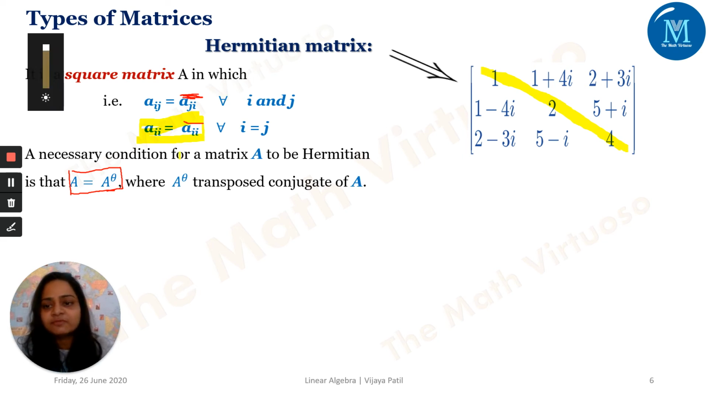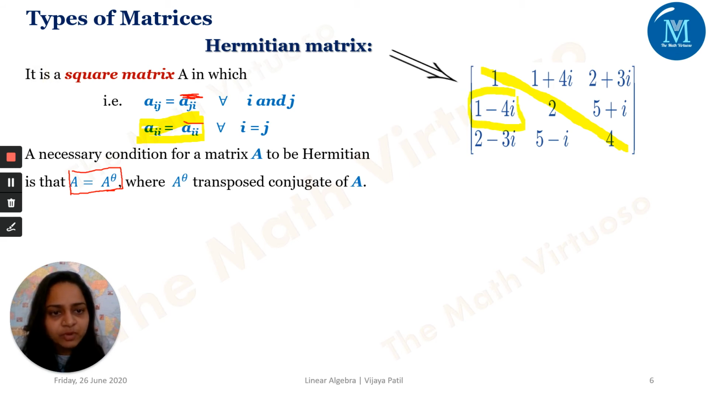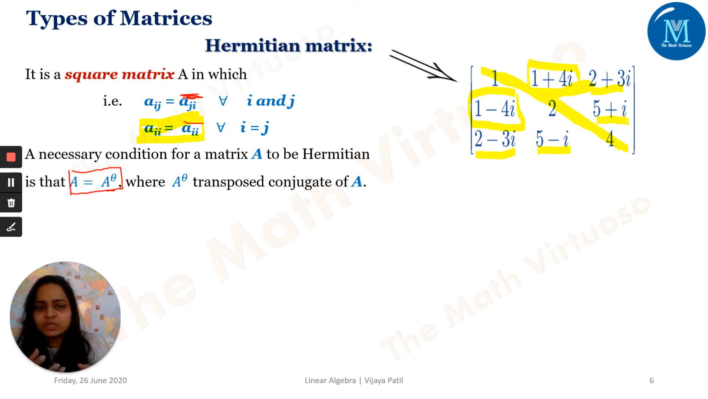Okay, fine. Then come along with these elements: 1 plus 4i, 1 minus 4i. What do you observe here? They are conjugates of each other. Similarly, 2 minus 3i and 2 plus 3i are conjugates of each other, and 5 minus i and 5 plus i are conjugates of each other. If I have a matrix in front of me and want to check whether it is Hermitian or not, is it required to check every element? No need. First of all, check the diagonal elements. The diagonal elements of a Hermitian matrix are all real.